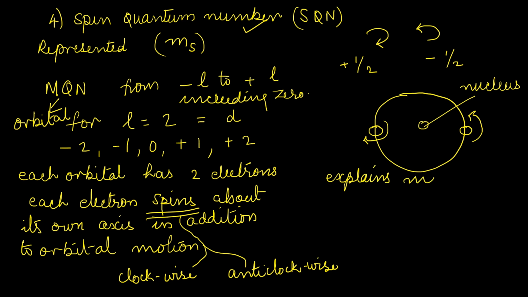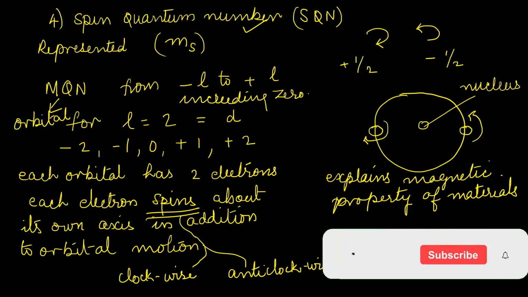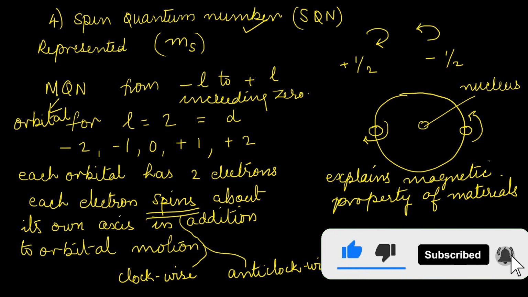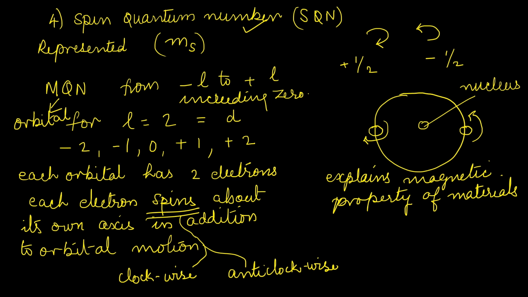Significance of spin quantum number is that it helps to explain the magnetic property of materials. That is, if the orbital is fully filled, that is, it has both electrons, then the two spins in the clockwise and anti-clockwise direction will get cancelled and it will not show magnetic property. But if it is half filled, that is, there is only one electron, then it will show magnetic property.